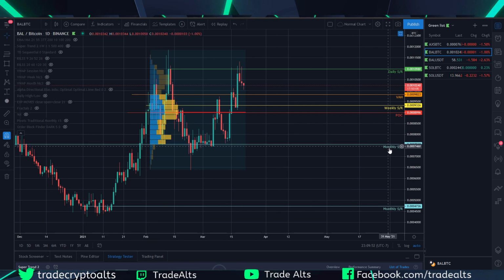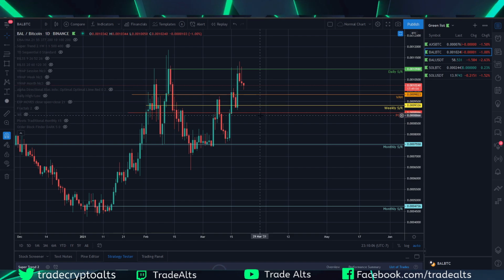Your monthly SR level here at 7,558 sats is your value area low as well. So this is a big time level right here, this monthly. Just remember that. Here are two more levels for you to look at: you have your value area low, your point of control, and then this monthly level. Right now, price is above the range, which is bullish. That's a good thing.